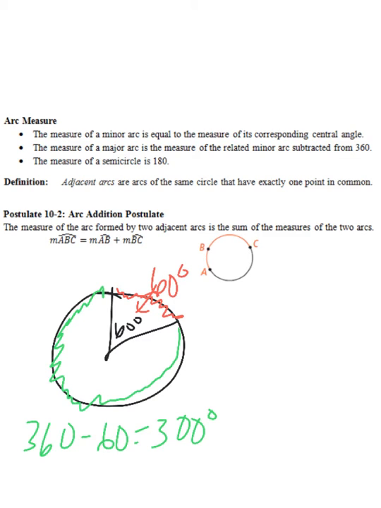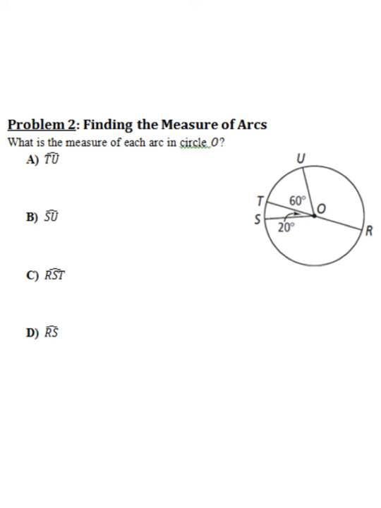Arc addition postulate: we can also add arcs together and find the sum of them, just like we can add angles together. So for this example problem, we're going to be finding the measure of each arc. To start out with, we're going to find TU, which is right here. TU has a central angle of 60 degrees, so TU is also going to be a 60 degree arc.